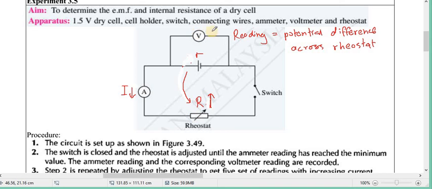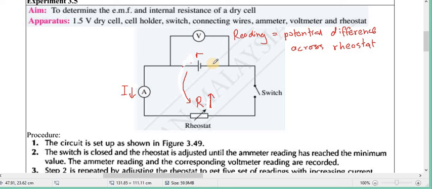This reading shows the potential difference across the rheostat, right? So if all of the energy goes to the rheostat, then the reading will show the electromotive force, because all of the voltage is equal to the electromotive force. If all of the voltage goes to the rheostat, then the reading will show the electromotive force. Right? Get the idea? Anybody have any question?